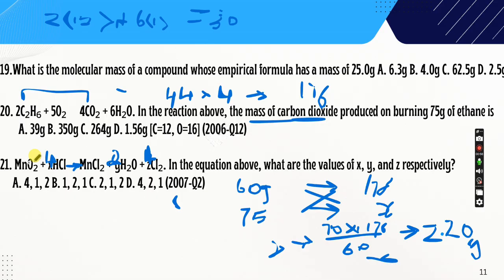So we have 4, 2, 1. So the answer will be option D. 4, 2, 1. Option D.